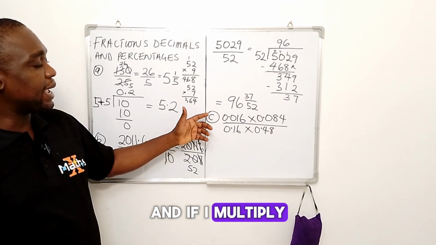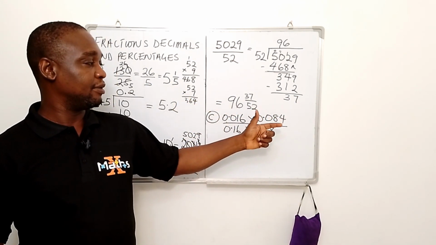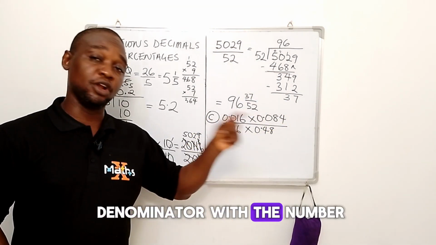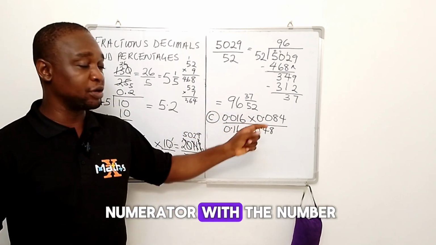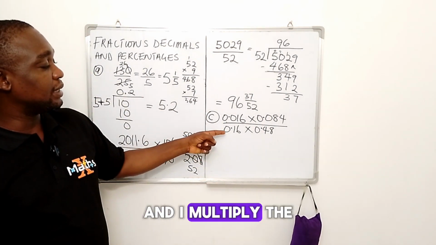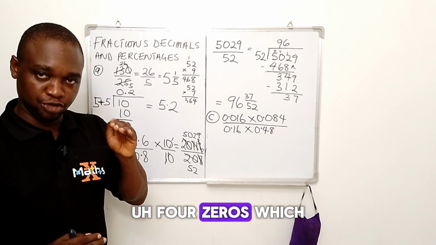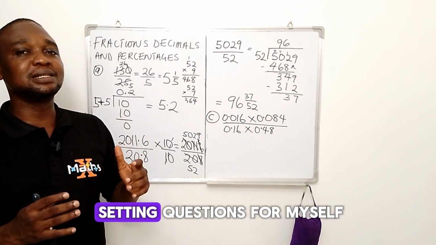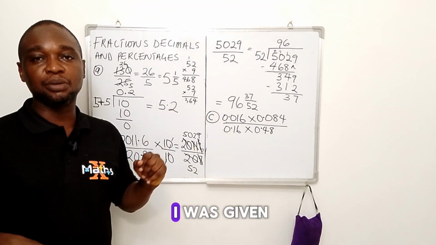And if I multiply the numerator with a number that has 6 zeros, which is a million, and I multiply the denominator with a number that has 4 zeros, which is 10,000, I will end up setting questions for myself. I'm the one setting my own questions. That's not what I was given.